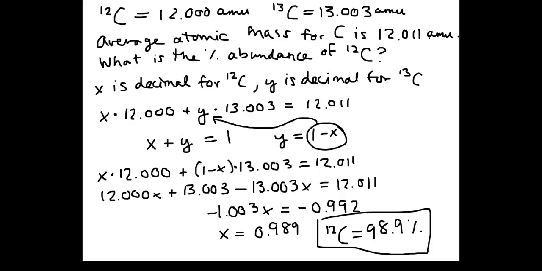I may ask for the other isotope, so then you'd have to solve for the other one. So if I asked for carbon 14, what would you do then? Subtract it from 100. Yeah, it would be the remaining percentage. Any questions on this?